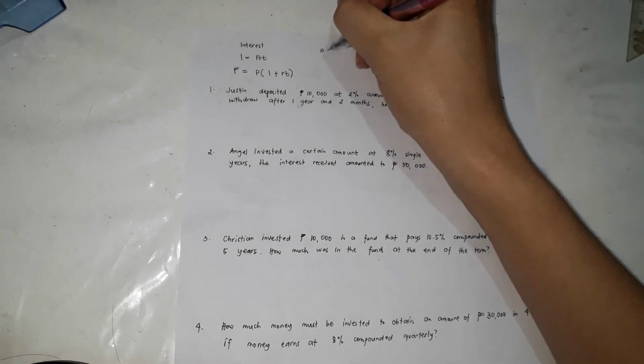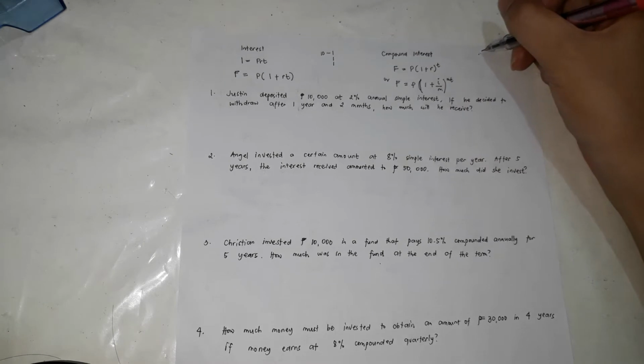Kapag simple interest yan, di ba, first month, ang itataas na lang is 1 peso. So, second month, another 1 peso, another 1 peso. However, for compound interest is this. First, the principal ang binayaran mo or hiniram mo is 10 pesos. Tapos, at first month, it's 10%. So, first month is 11 pesos. So, the interest would be 1 peso. So, it would be 11 pesos after the first month.